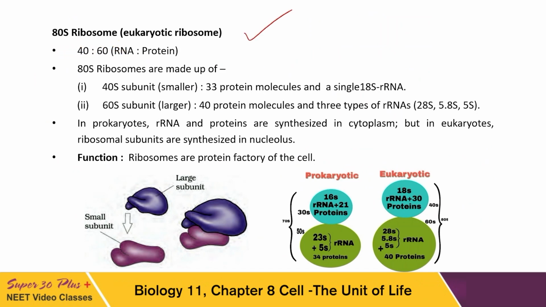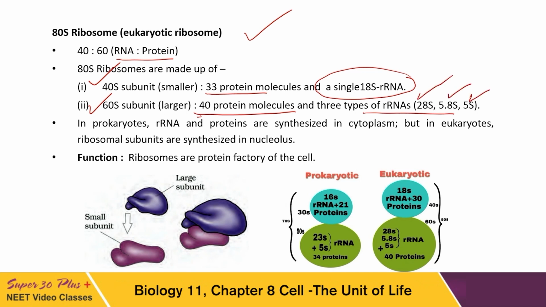The same thing, a little different. The 40:60 ratio is of RNA and protein, made up of two units. 40S is the smaller one, 60S is the larger one. This consists of 33 protein molecules and only one type of ribosomal RNA, that is 18S ribosomal RNA. In the same way, the larger one consists of 40 types of protein and 3 types of RNA, that is 5S, 5.8S and 28S ribosomal RNA.